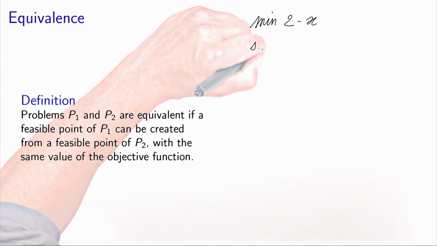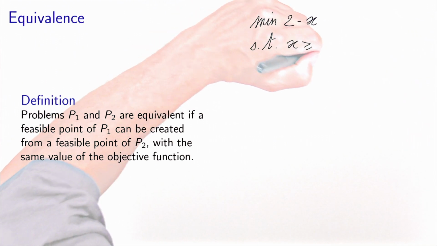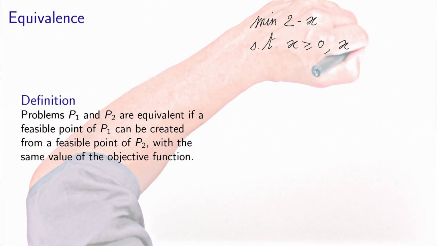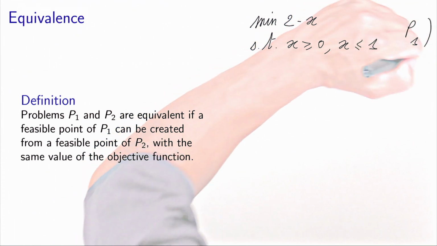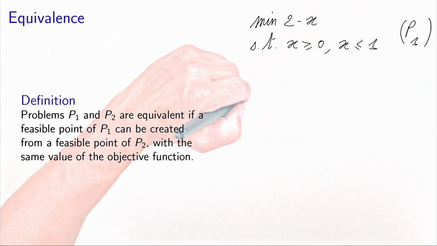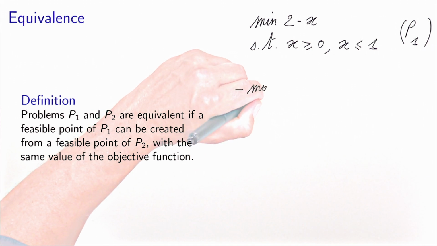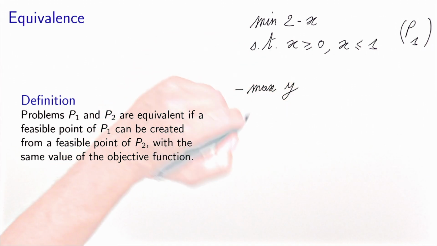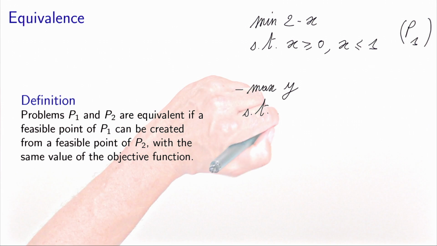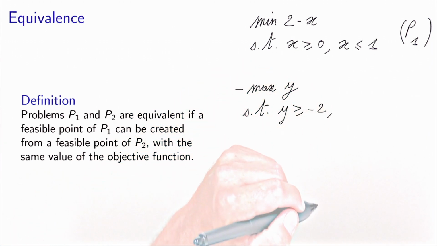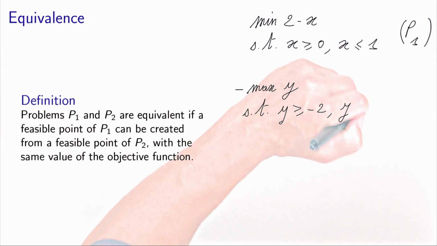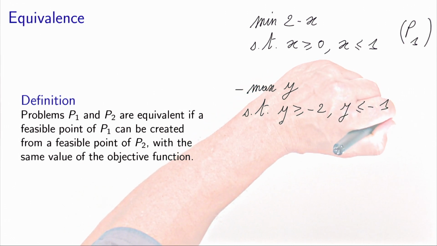Let's consider the problem P1, which is the minimization of 2 minus x, such that x is non-negative and x is less or equal to 1. And consider the problem P2, which consists in maximizing y and then change its sign, such that y is greater or equal to minus 2 and y is less or equal to minus 1.